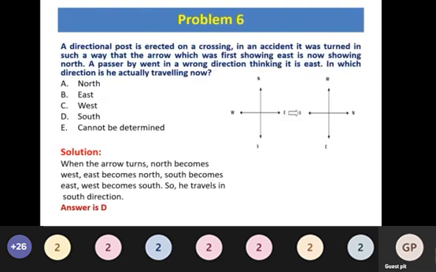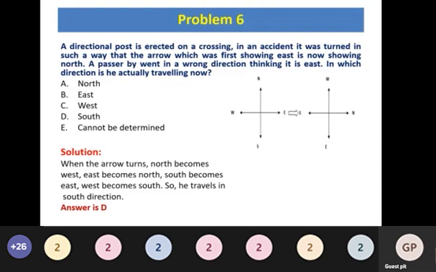A directional post is erected on a crossing. In an accident, it was turned in such a way that the arrow which was first showing east is now showing north. A passerby went in a wrong direction thinking it is east. In which direction is he actually traveling now? Quite interesting. I'll read out once again.